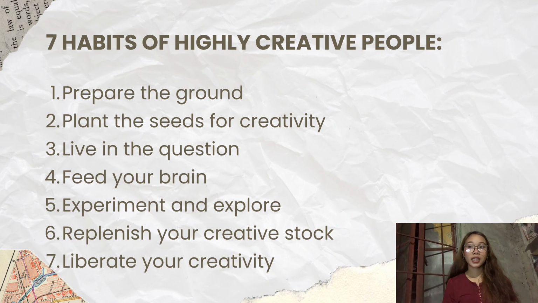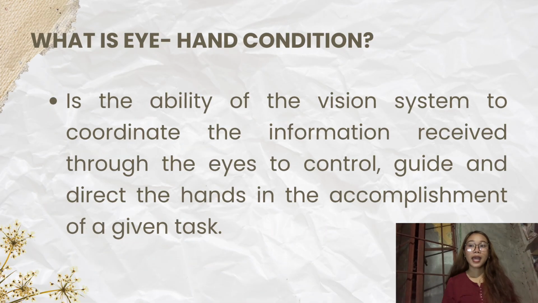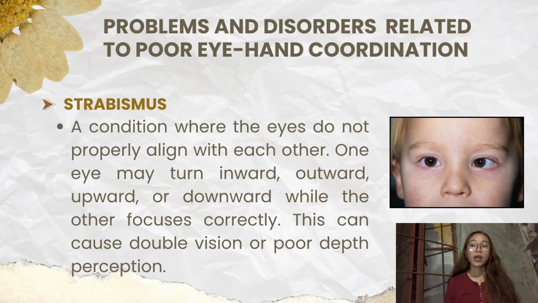So, next is what is eye-hand coordination. So, eye-hand coordination, it is the ability of your eyes and hand to work together smoothly when doing a task. So, it means your eyes see what to do and guide your hands on what to do next. So, there are problems and disorders related to poor eye-hand coordination. So, we have here the strabismus. So, you might read the slides and I'm going to explain it.